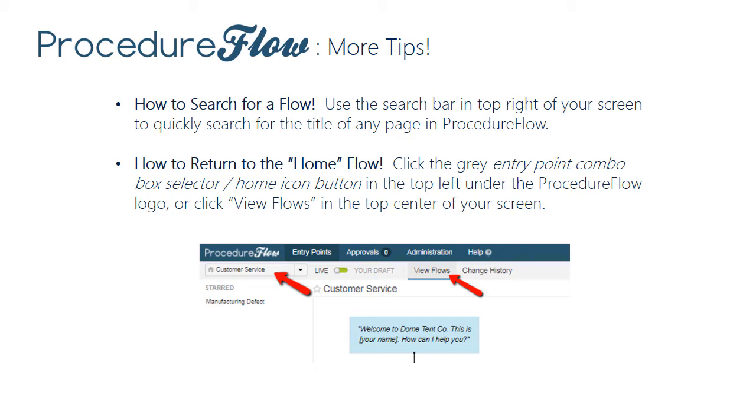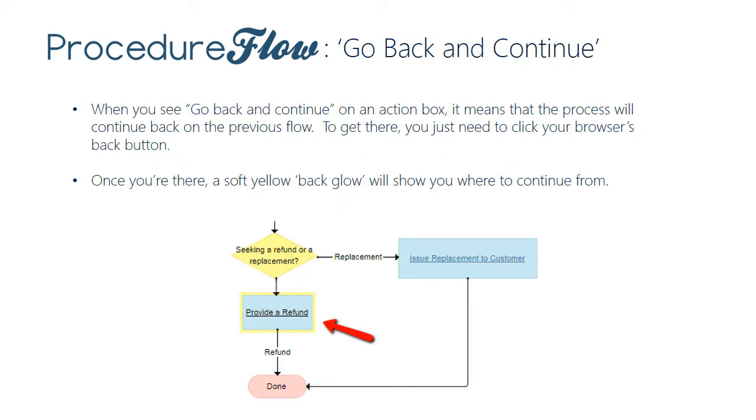There's also a quick way to get back to the home page or home flow. Just click the name of the entry point in the entry point selector box under the Procedureflow logo in the top left of the screen, or just click View Flows. Both will take you directly back to the home page and you can get ready to take your next call.